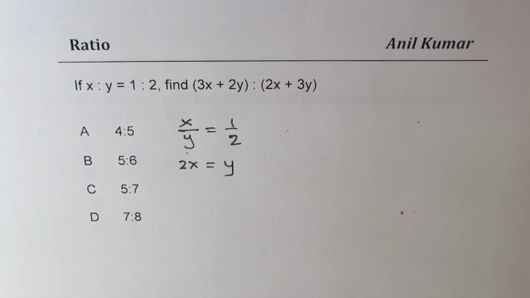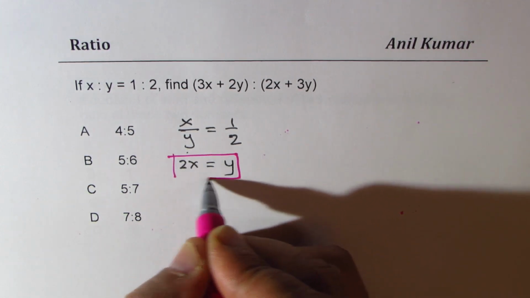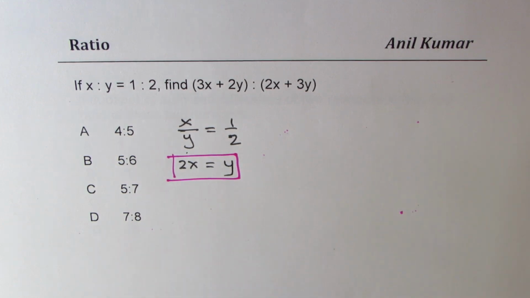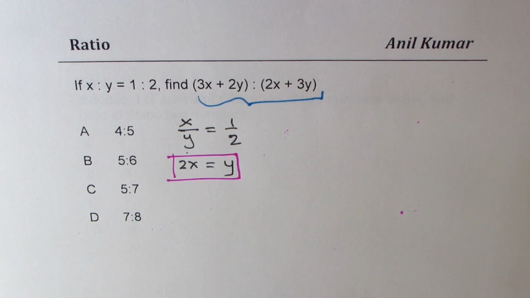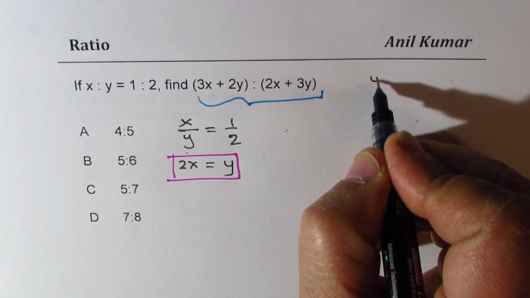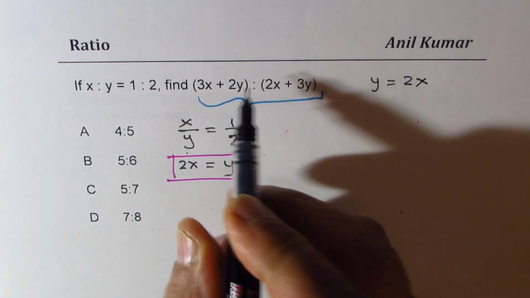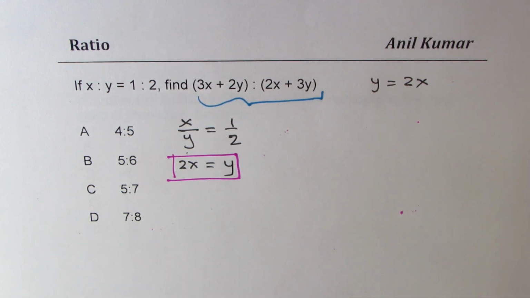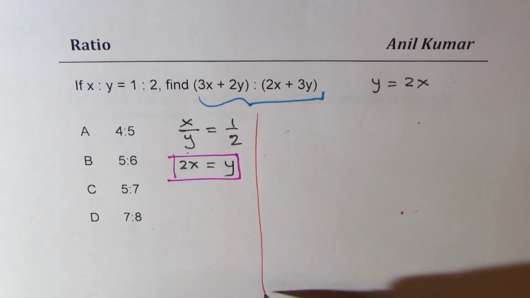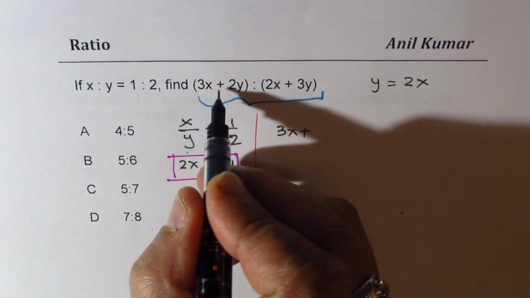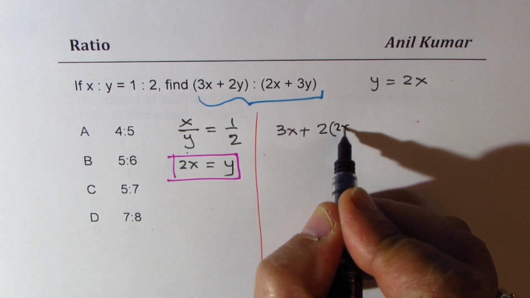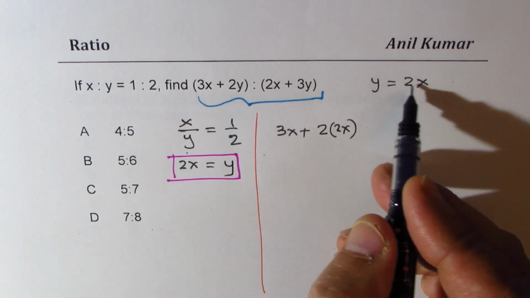So we could replace y with 2x. Perfect. Since I found that y is 2x, what we are going to do here is that in this particular ratio, we are replacing y with 2x. So if I do that, I get what? Let me show you on the right side. We get 3x plus 2 times 2x. We are replacing y with 2x.